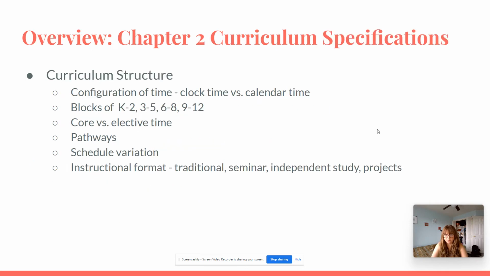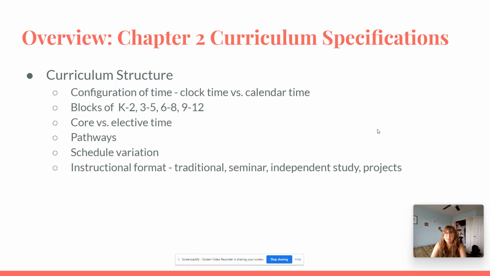So that's chapter 1. Chapter 2 was all about curriculum specifications. This one had 3 main parts. The first one was curriculum structure. And the first big idea was the configuration of time. Essentially, that's what a curriculum does. It tells you how to use your time.